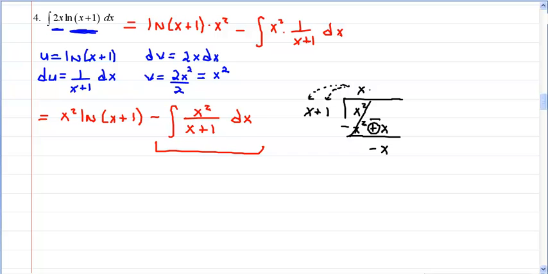So now x divides into negative x, negative 1, so that I have negative x minus 1. And now when I subtract, the signs change, and I'm left with just 1, so that I can rewrite this function as x minus 1 plus the remainder of 1 over x plus 1.